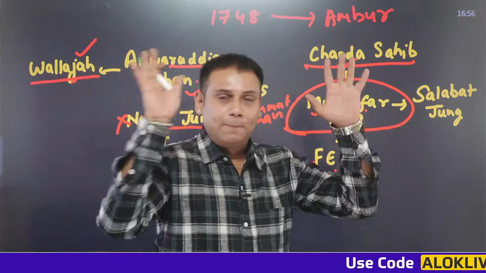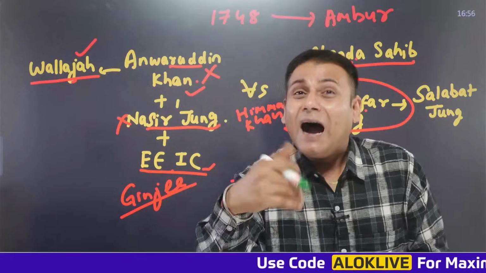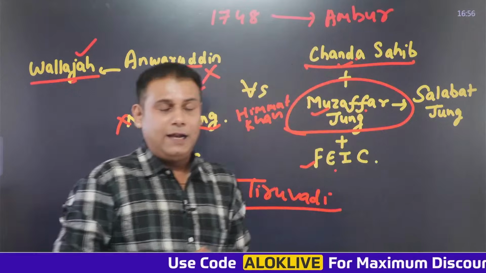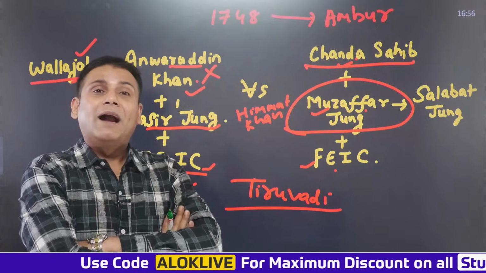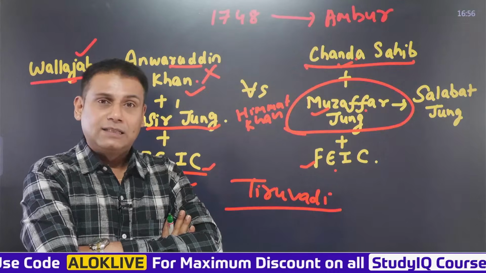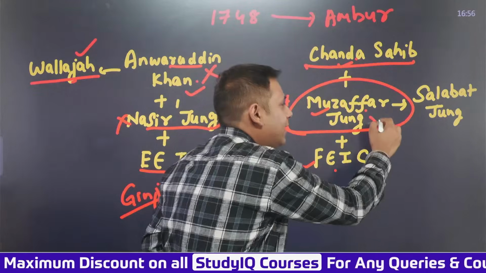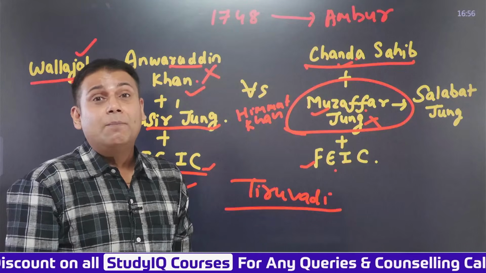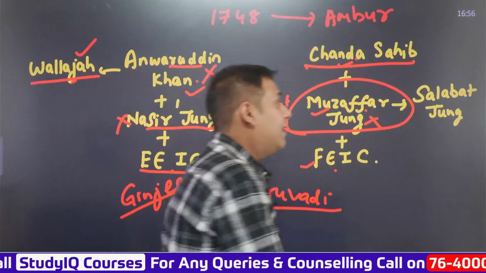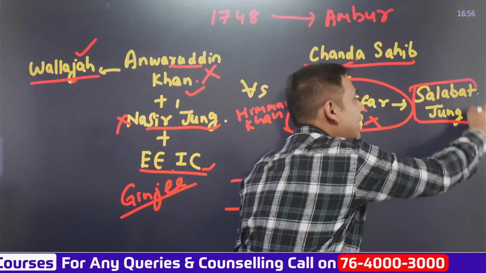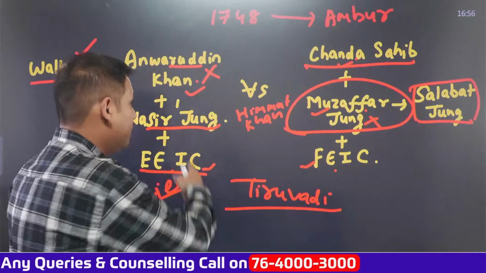This is the picture till here. Now what happens further? After some time, unfortunately, it is said that there was a battle between Muzaffar Jung and Afghans, which is referred to as the Battle of Lakire-de-Palli, in which Muzaffar Jung got killed. Now French East India Company, what did they do? They made Salabat Jung the next Nizam of Hyderabad. Salabat Jung was a brother of Nasir Jung.